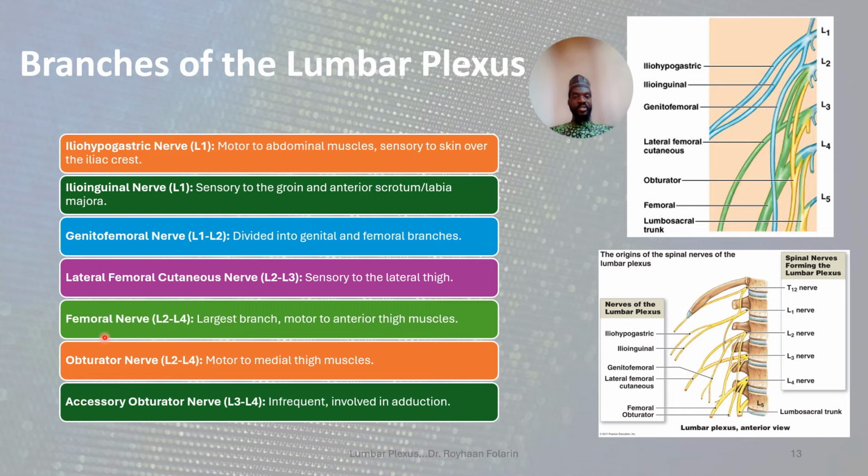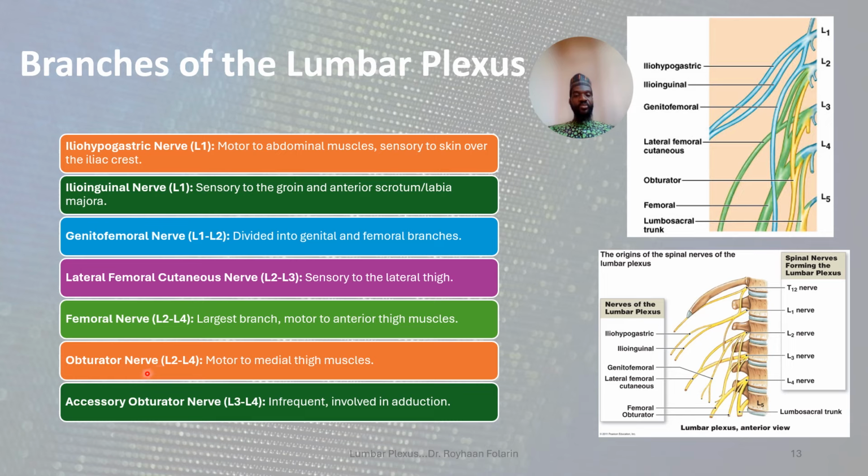Next, you have the femoral nerve proper, arising from L2 to L4. It's the largest branch of the lumbar plexus, and remember the sciatic nerve is not a branch of the lumbar plexus, so it's more sacral in origin. So the femoral nerve is the largest branch of the lumbar plexus, providing motor innervation to the anterior thigh muscles, right? So that's why it has that name. That's the femoral region, and these are the femoral muscles.